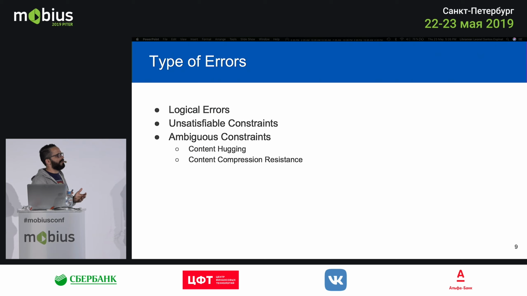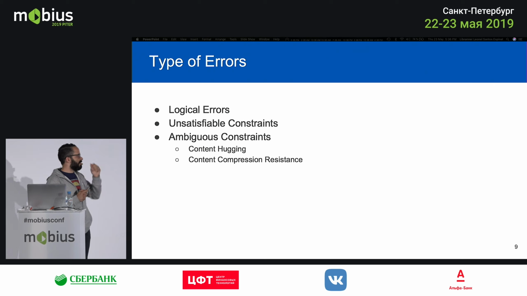Unsatisfiable constraint refers to when you have too many constraints, and our layout doesn't know what to do, doesn't know how to give you the solution you want. And ambiguous constraints is when there are not enough, or there are more than one possible solution for the constraints you set. This usually can be solved using content hugging and content compression resistance, but in some cases it's not enough.